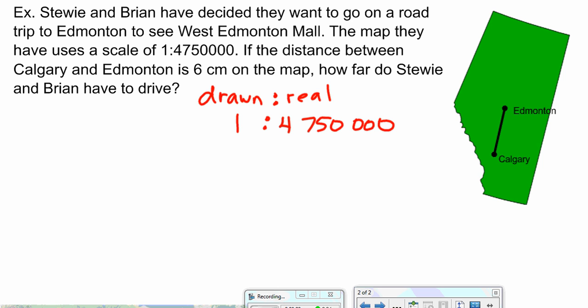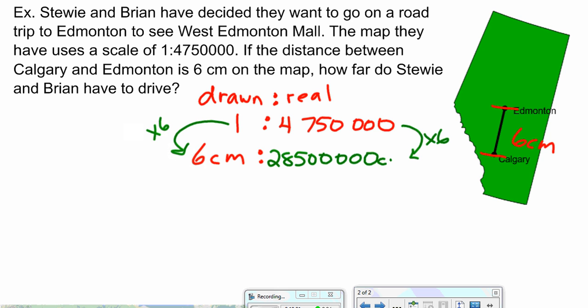So in this case, they're telling us that it's in centimeters. So they're saying that this is 6 centimeters. So we want to know what actually is the distance. How far do they have to travel? Well, we know Edmonton is 3 hours away, so that's about 300 kilometers away, so our answer should be close to 300 kilometers. So the way that we do this, figure out what our factor is, and so we've times it by 6, so we need to do the same on the other side. So 4,750,000 times 6 gives us this. centimeters.